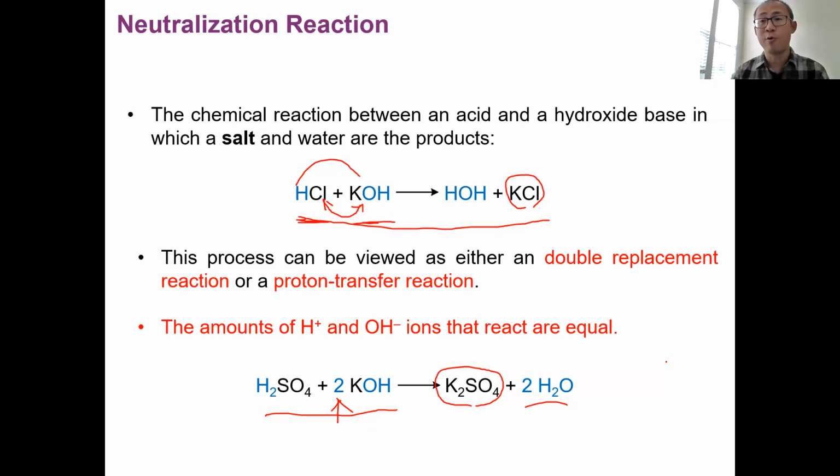Okay, but you have to balance the equation again by what? By providing equal amounts of hydrogen plus and OH minus to react. And again, the product is water and an ionic compound called salt. Of course, we will talk about more salt in the final part of this chapter.